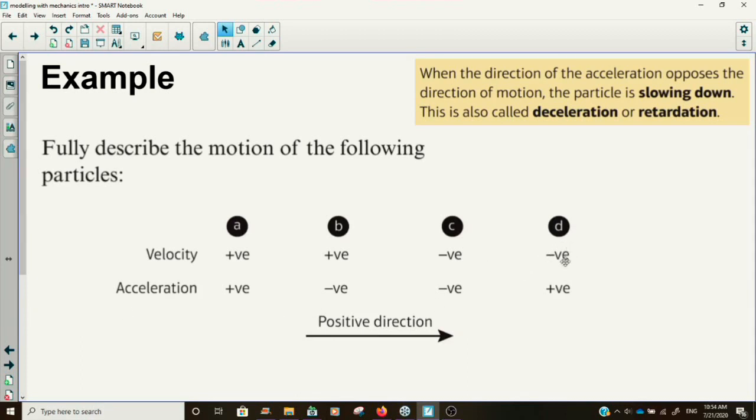Particle D is traveling to the left, but the acceleration is positive. So even though it starts off traveling to the left, it's going to slow down until it gets to a full stop. And then because the acceleration is positive, it's going to move to the right. So initially it's traveling to the left, but slowing down, and then it will start to speed off to the right. So at that point, when it changes direction, the velocity will change from negative to positive.